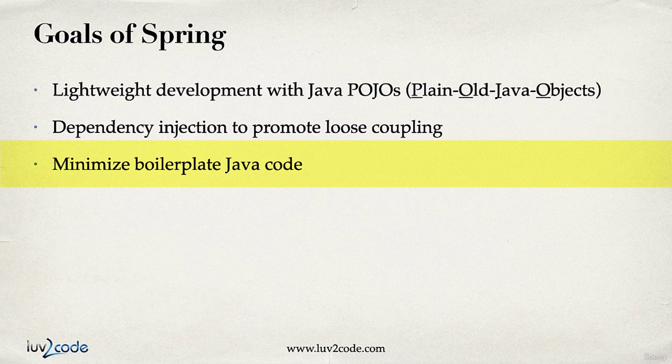And then finally, the main thing here is to minimize boilerplate Java code. In the early days of J2EE, there was a lot of code that you had to write. So the folks at Spring created a collection of helper classes to make it easier, and again, to minimize all of the boilerplate code. And we'll see some examples of that a little later in the course.